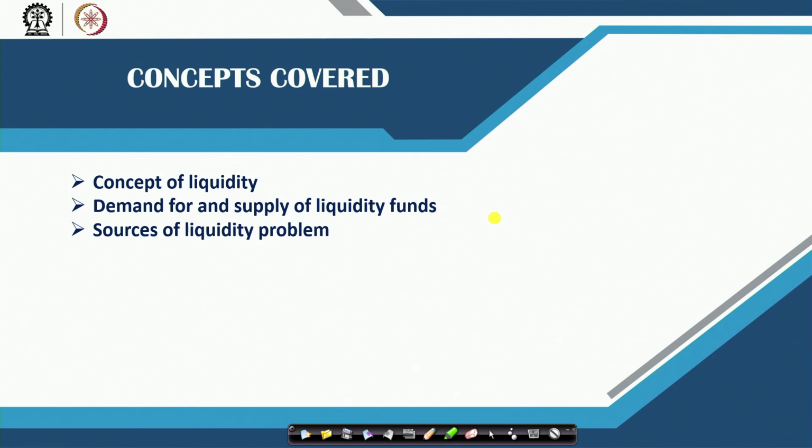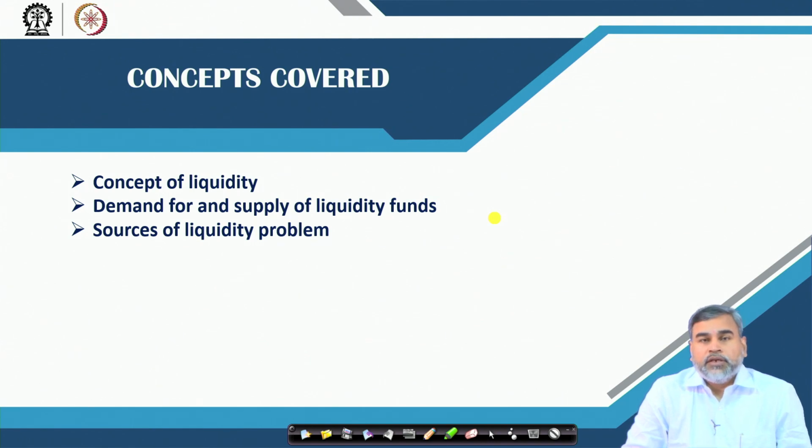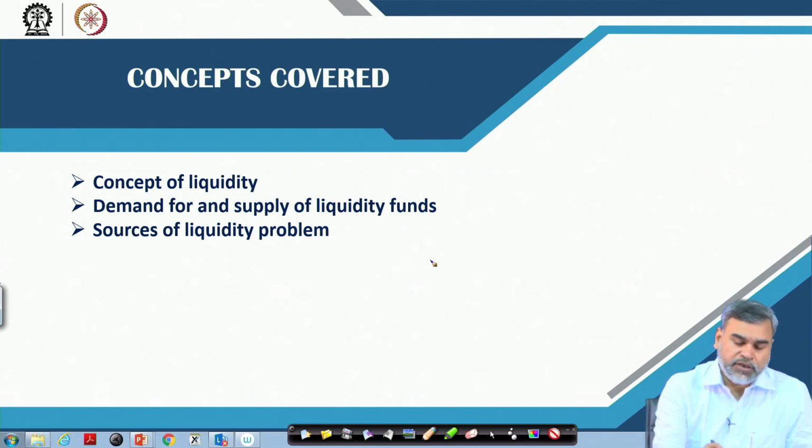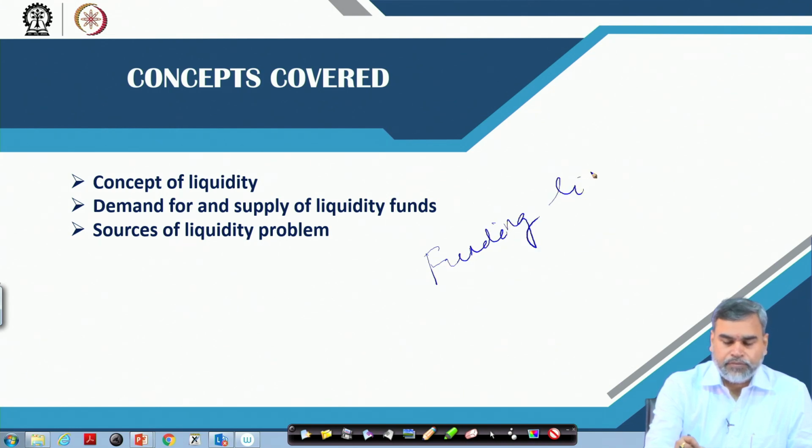So, what are the things we are going to cover in today's session? That is the concept of liquidity, how liquidity is defined by the commercial banks, and whether it is different from the general concept of liquidity. Because you see, there are many types of liquidity concepts we always come across. Whenever you talk about liquidity, in general there are two types we always think of. One is funding liquidity, and another one is market liquidity.